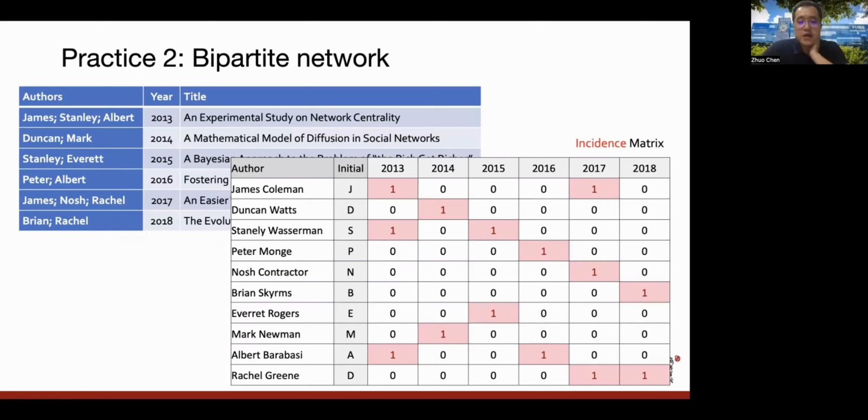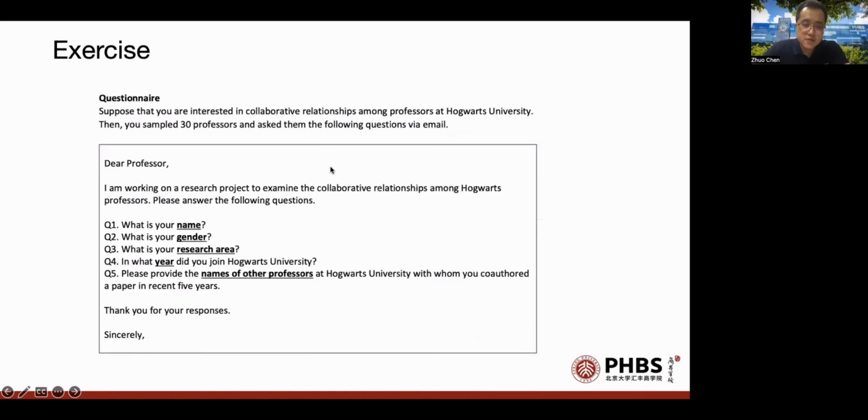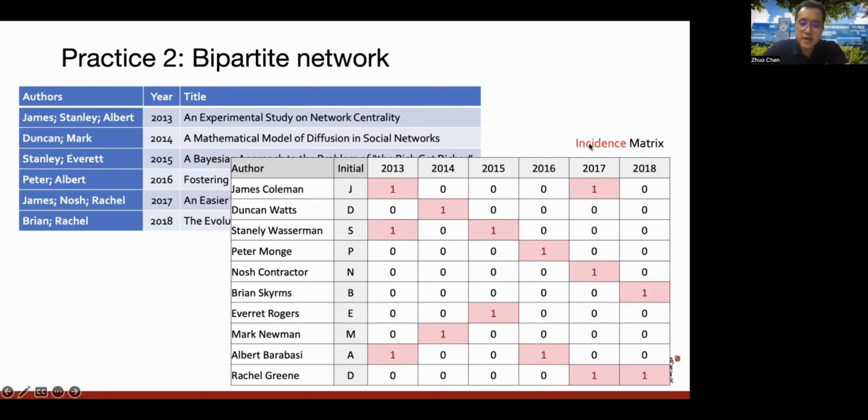Here we have a simple data set for a so-called co-authorship network. As you can see, this is the raw data that we can get. For example, we are interested in these six articles, and we have their authorship information. We can actually construct this matrix. This matrix is called an incidence matrix. It's not an adjacency matrix, it's actually a special format of the adjacency matrix.